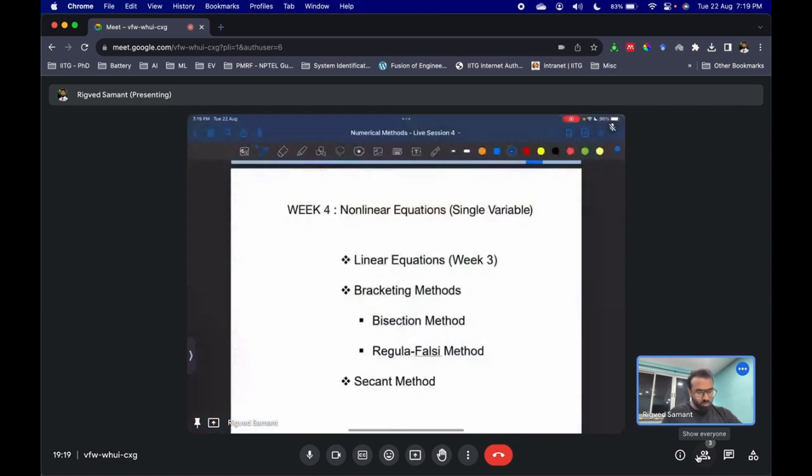So in this session we started with the nonlinear equation, and in the nonlinear equations we are right now just focusing on a single variable. So can anybody tell me what is a nonlinear equation and how is it different from the linear equation that we were studying?